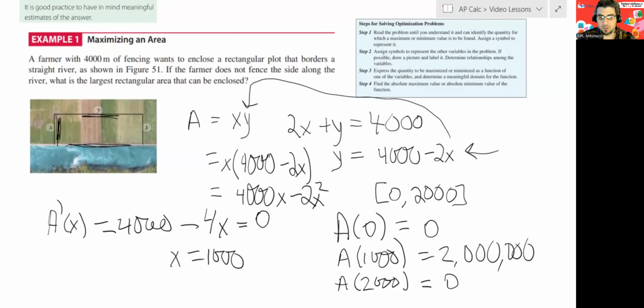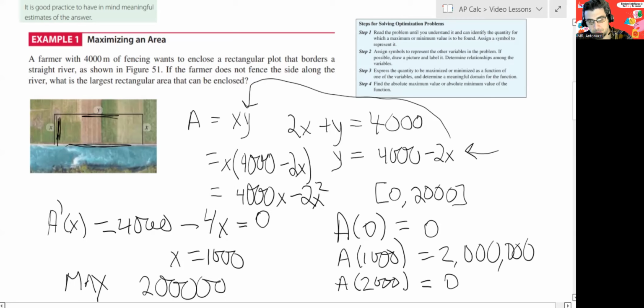All right, so our max value is 2 million meters squared. So make sure when you write your answer in these types of problems that you give the units for the problem.